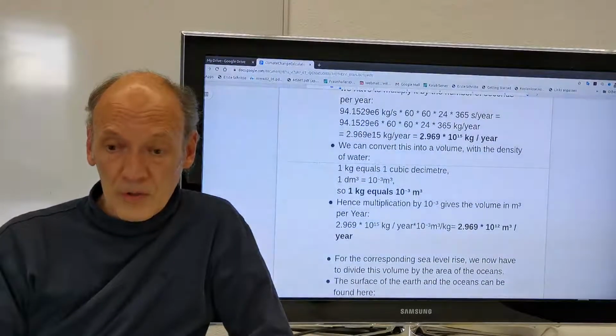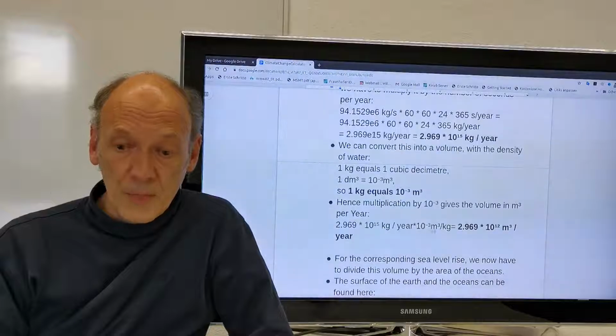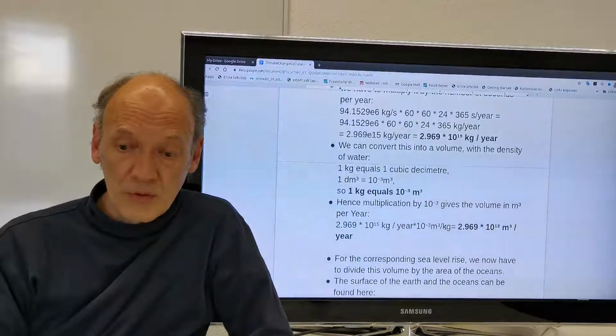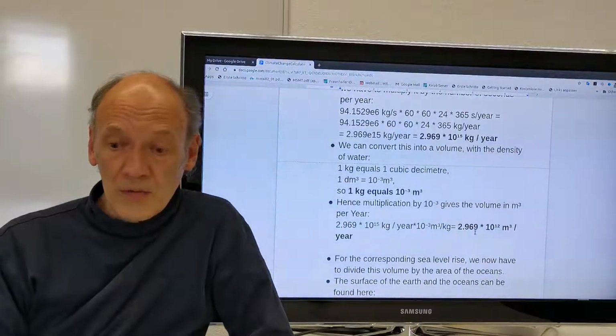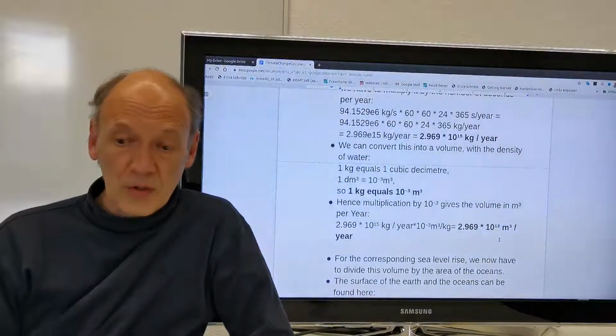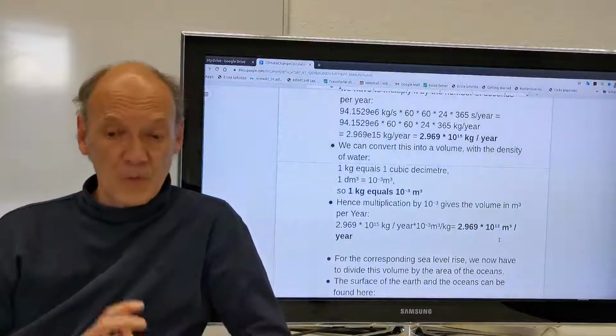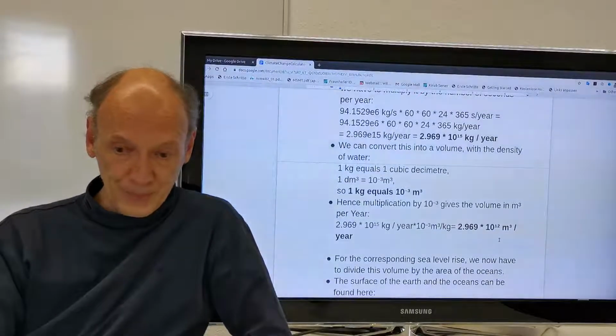So again, we take this formula. Here we have 2.9 times 10 to the 15 kilograms per year. And for each kilogram we have 10 to the minus 3 cubic meter. And we multiply it, then we get 2.9 times 10 to the 12th cubic meters per year. So now we have a volume of meltwater for each year.